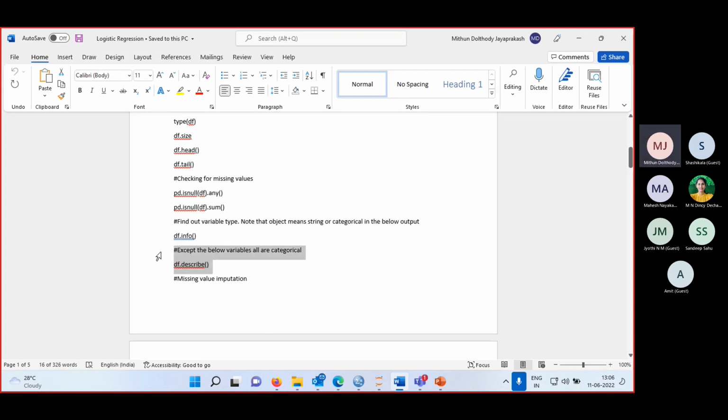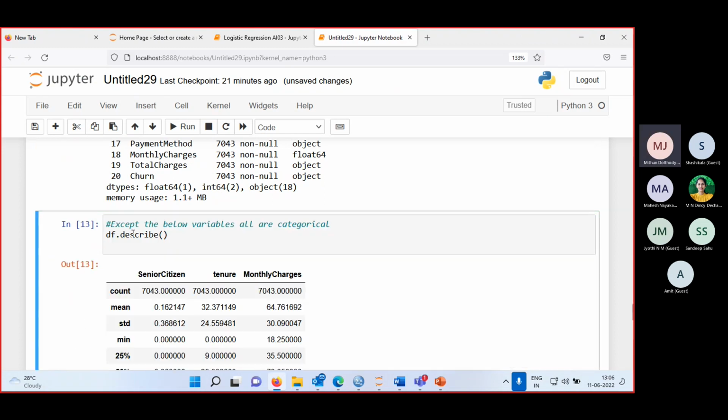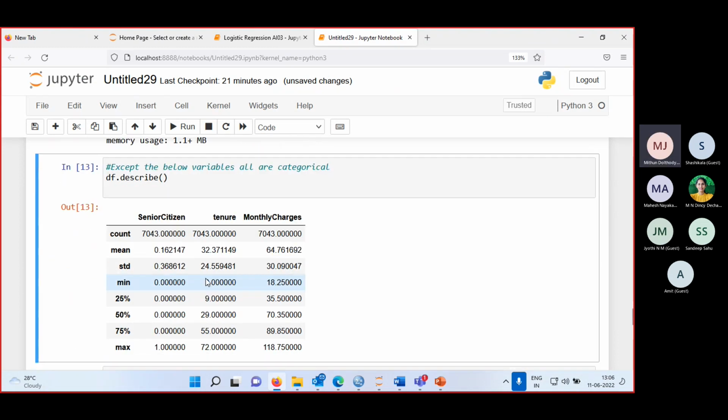One more way of checking this is to just run a describe function. Describe will give you all the summary statistics if you recall: count, mean, standard deviation, minimum, 25th percentiles and maximum. It is just giving you all these things for 3 variables: senior citizen, tenure and monthly charges.